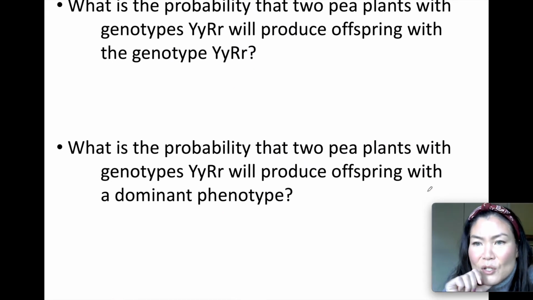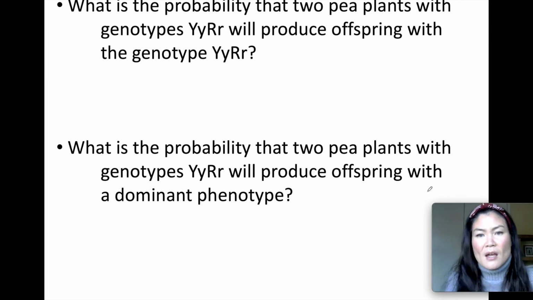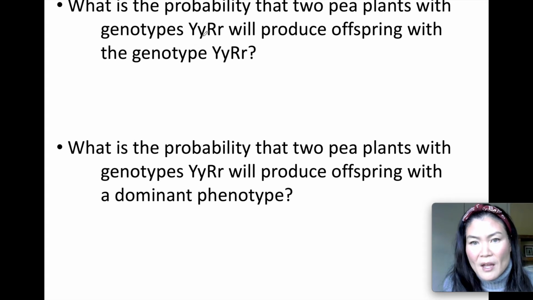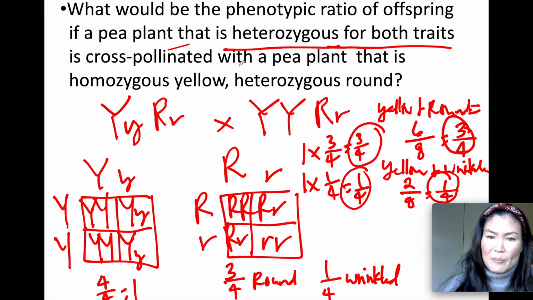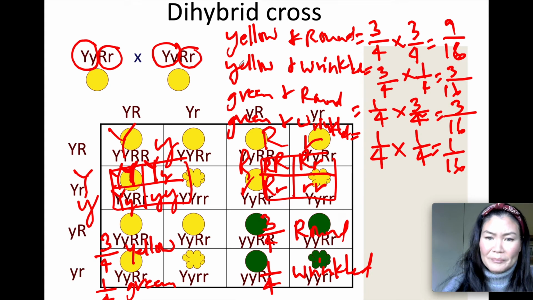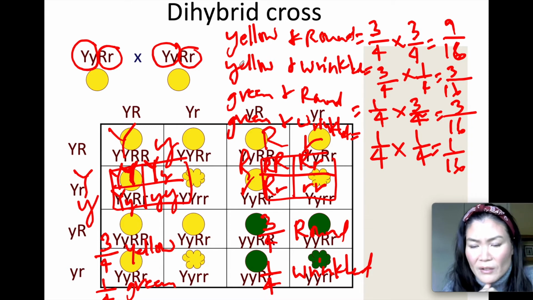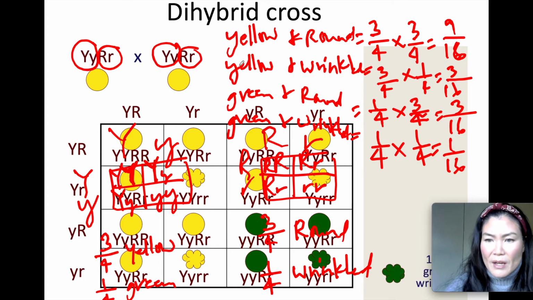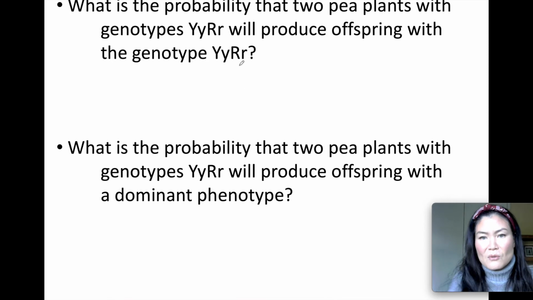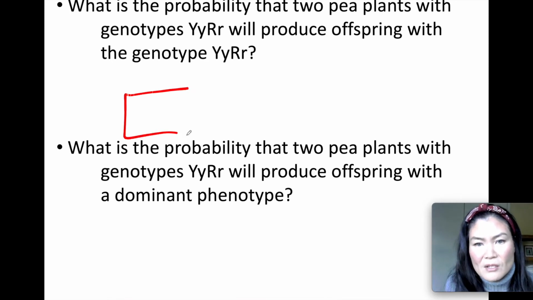What is the probability that two pea plants with genotypes big Y, little y, big R, little r will produce offspring with the genotype big Y, little y, big R, little r? Okay, so the parents are big Y, little y, big R, little r, and they're asking, what's the probability that they're going to have a kid with big Y, little y, big R, little r? We could go back to that big Punnett square and see the ones that are big Y, little y, big R, little r, but we don't need to do that. We could just do the 2 Punnett squares.